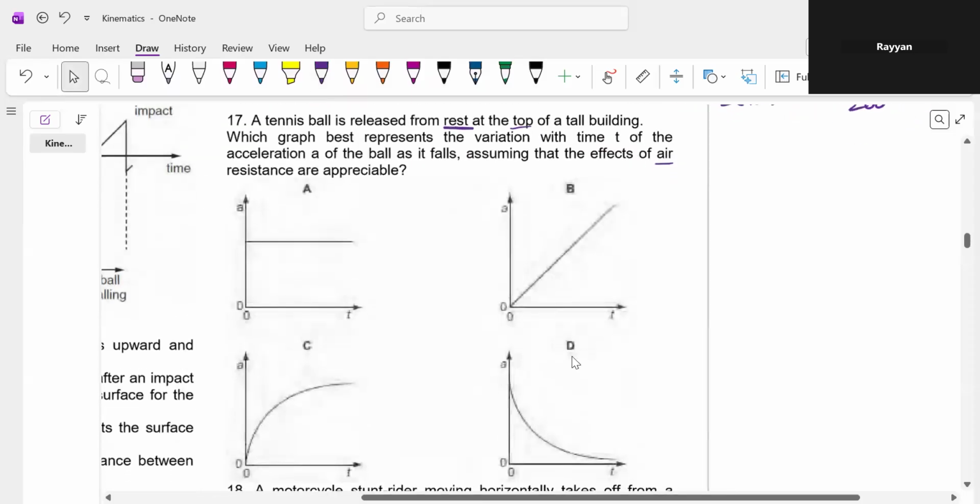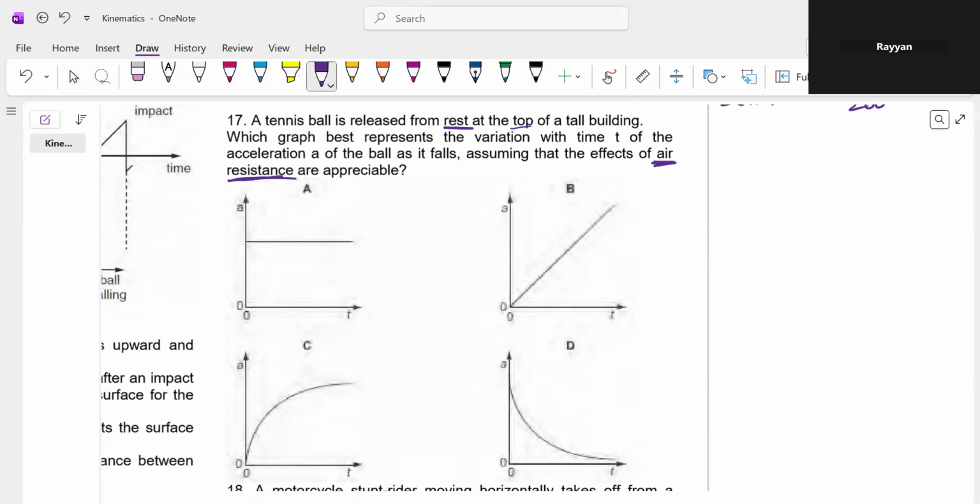We have solved one similar to this as well. Keep this in mind, this is the key word. Appreciable means air resistance is there. So it's not B, and it's not A either. So it's C, I think.